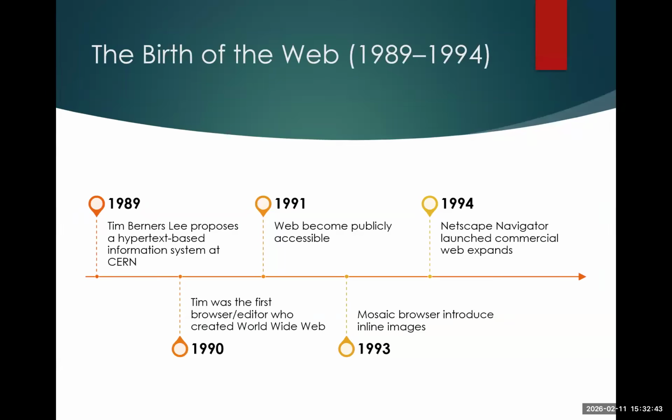So, a little bit about the World Wide Web. In 1989, Tim Berners-Lee proposed a hypertext-based information system at CERN. In 1990, Tim created the first browser/editor and the World Wide Web, and it was publicly accessible in 1991. Then, 2 years later, the browser was introduced. Inline images came in 1993. And then the next year, 1994, Netscape Navigator launched commercial web expansion.